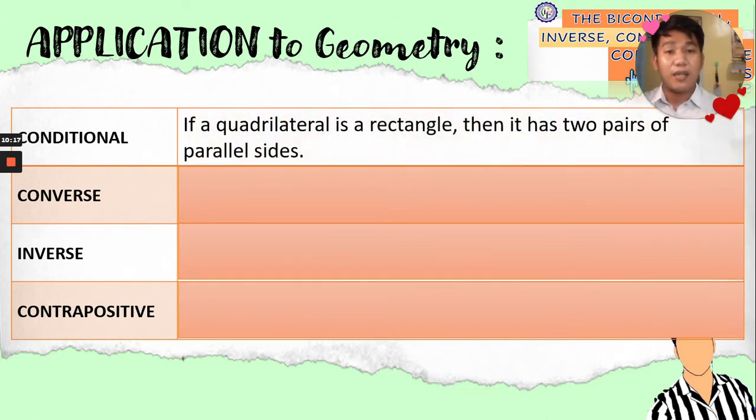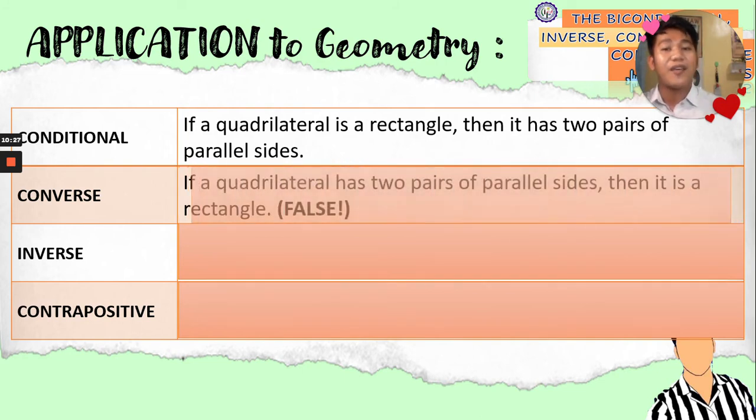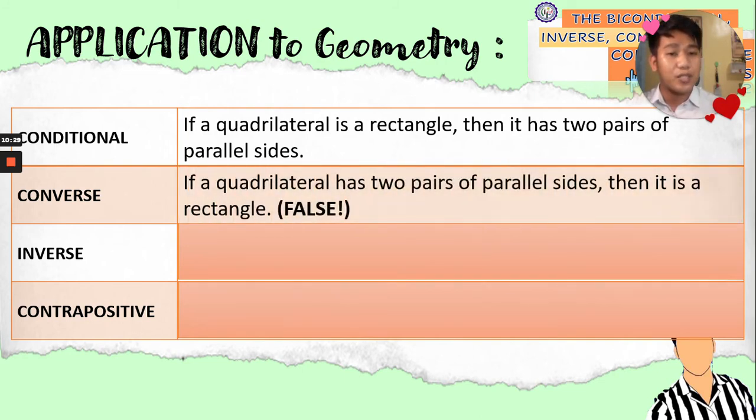Again, application to geometry. If a quadrilateral is a rectangle, then it has two pairs of parallel sides. What will be its converse? If a quadrilateral has two pairs of parallel sides, then it is a rectangle. And it is false. Why false? It doesn't mean that a quadrilateral has two pairs of parallel sides, it is always a rectangle.